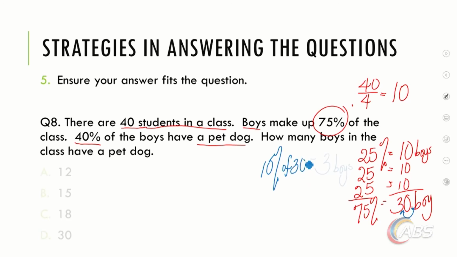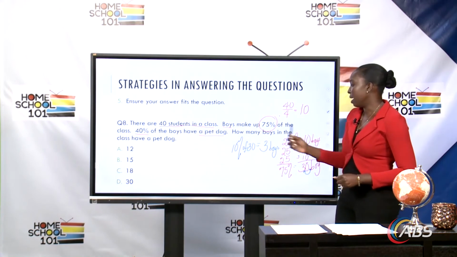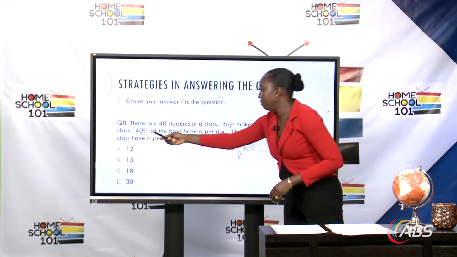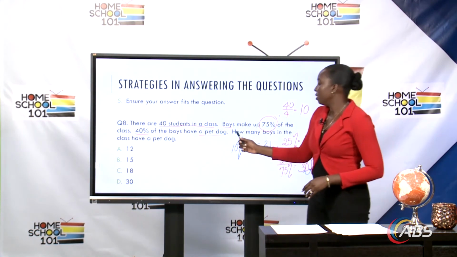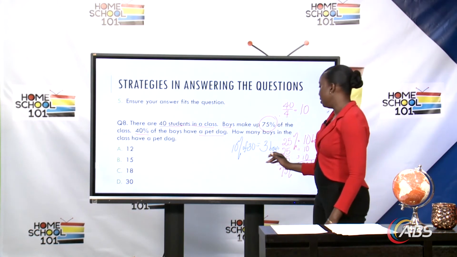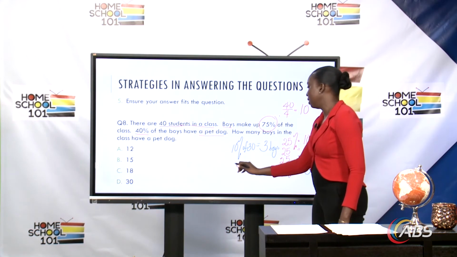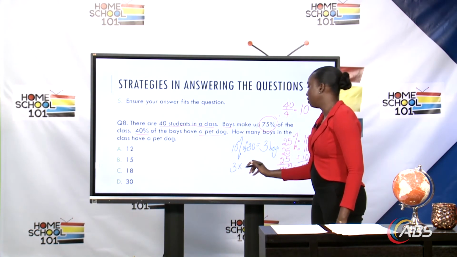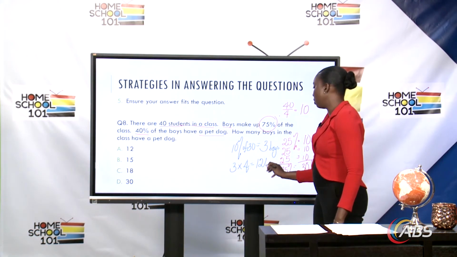is 3. Since 10% of 30 is 3, then that means, since we're trying to find 40%, 10 times 4 is going to give us 40. So that means we can also multiply our 3 by 4 to find 40%. And that gives us 12 boys.